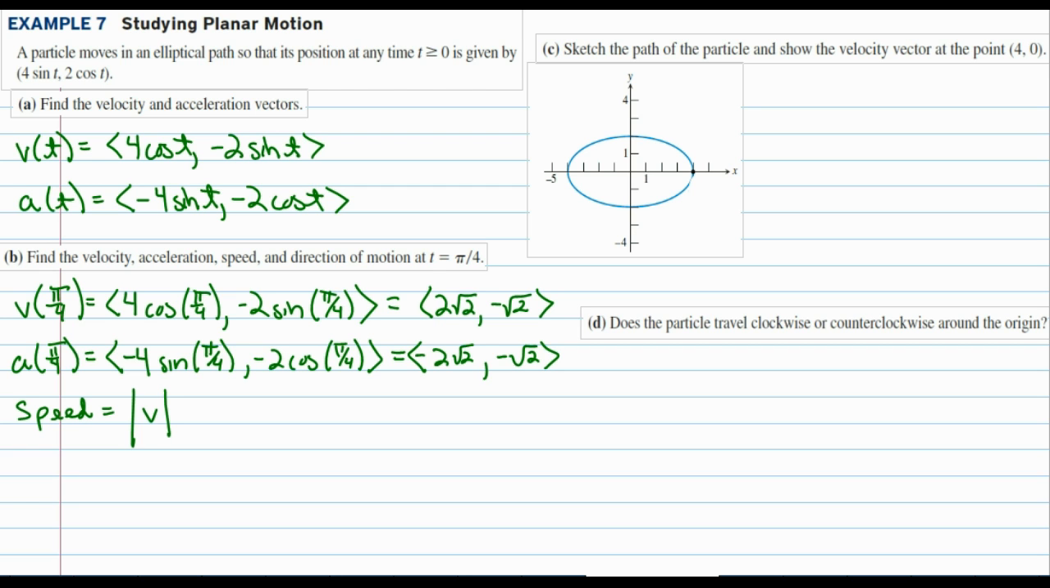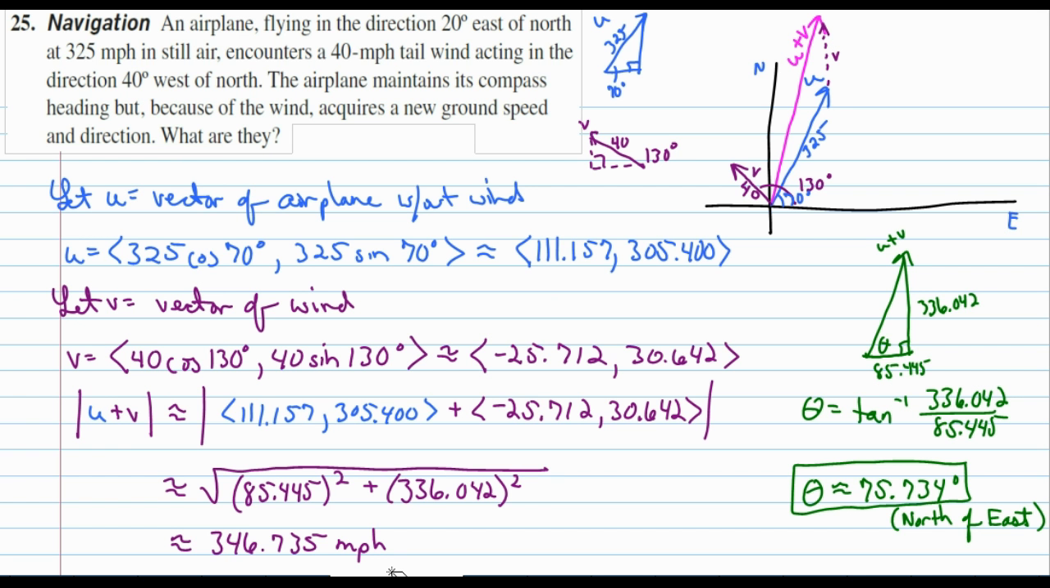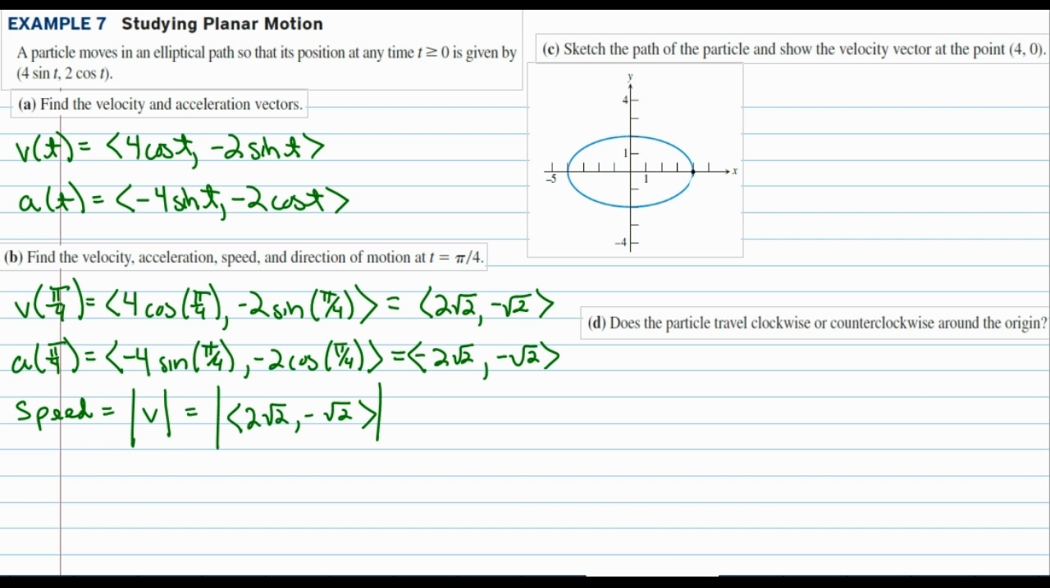Next, the speed. Speed is the absolute value of velocity or magnitude of velocity. Remember the airplane problem? We had a vector here and we used its magnitude to describe its speed, and this vector was the direction the plane was traveling, the velocity of this vector. The magnitude was then its speed. So we'll just calculate the magnitude of the velocity vector at pi over 4. So I found that and I got square root 10.